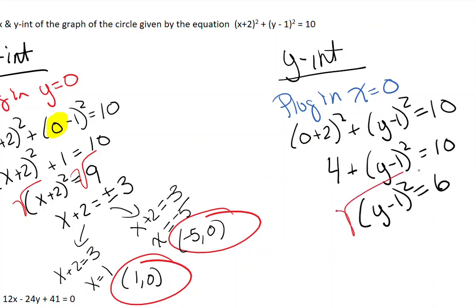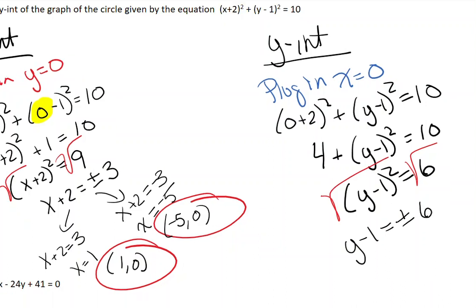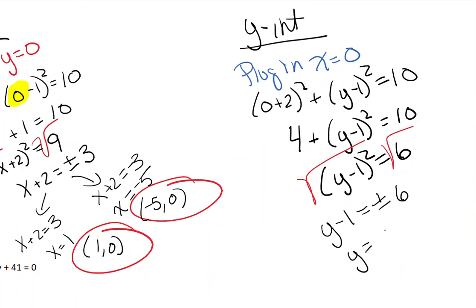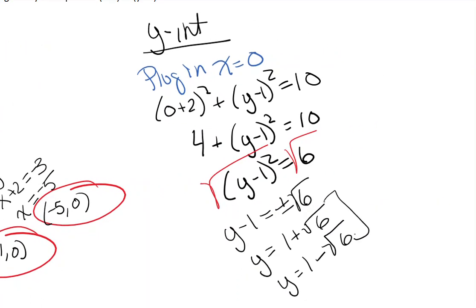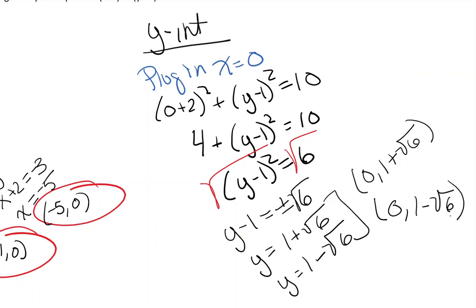Now, this one doesn't turn out nice. It's fine. We're just going to leave it as a radical. Y minus 1 equals plus or minus the square root of 6. That's going to give us 2 answers of y equals 1 plus square root of 6 and y equals 1 minus square root of 6. As a coordinate point, the 0 would be first. So 0, 1 plus square root of 6. I start writing on diagonals a lot, don't I? And then 0, 1 minus square root of 6.